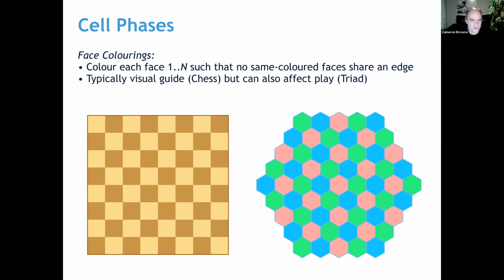We incorporate cell phases. Cell phases can be used for strategic purposes, such as in chess, where we have the light and dark cells. It is part of the game where the color of the cell dictates what moves can be made. This is a game called Triad with the 3 colored hexagonal cells.